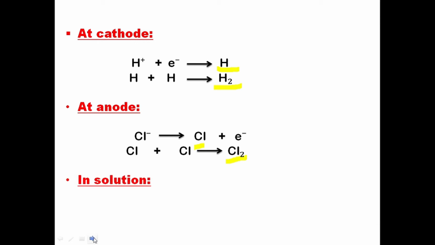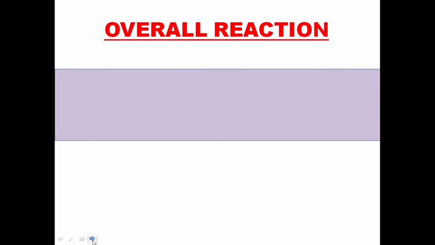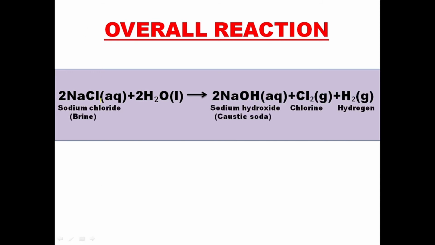to form sodium hydroxide. The overall reaction when electricity is passed through a concentrated aqueous solution of sodium chloride is represented as follows. So you can see sodium chloride and water forms a brine solution. On electrolysis it forms sodium hydroxide, which is also known as caustic soda, chlorine gas and hydrogen gas.